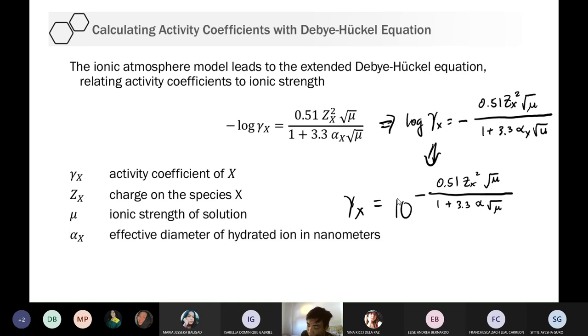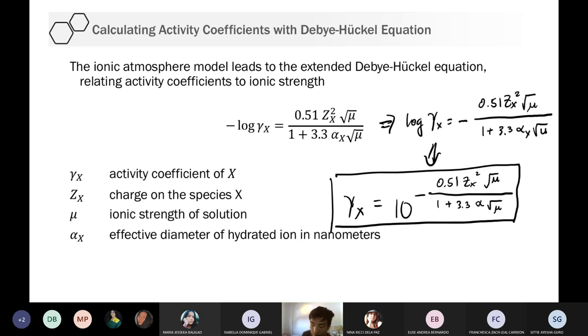That's the anti-log. So, this is the equation that we are going to use. Gamma x equals 10 raised to negative 0.51 charge of species x squared, square root of ionic strength, all divided by 1 plus 3.3 ionic size, and the square root of the ionic strength. Okay, so ganun lang.